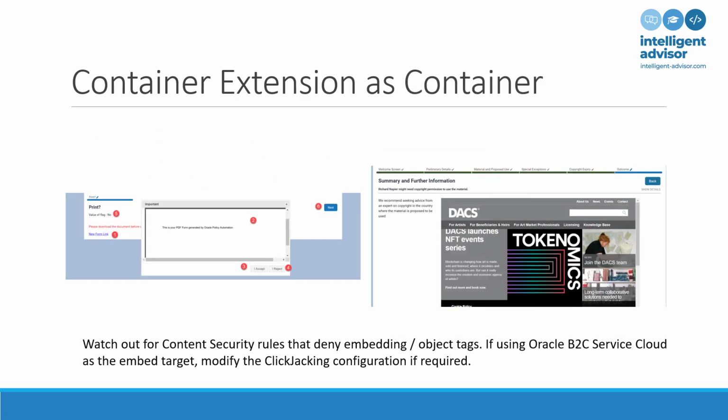But you could do it in many other ways. On the left-hand side, you can see that there's actually a jQuery dialog, and in that jQuery dialog, you can see a PDF file. So the container in this case is rendering a PDF file, probably using an object tag or an embed tag. On the right-hand side, you also have an embedded HTML page.